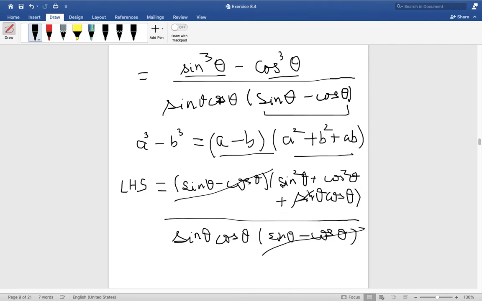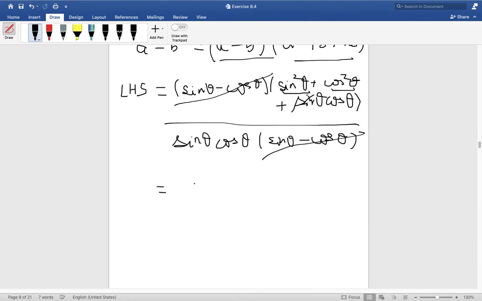Now what do I have here? Sine square plus cos square. We know that sine square plus cos square is 1, so I'll put that over here. 1 plus sine theta cos theta, divided by sine theta cos theta.